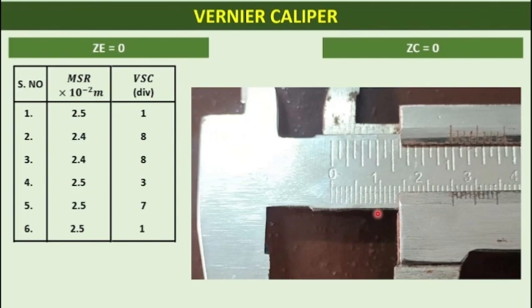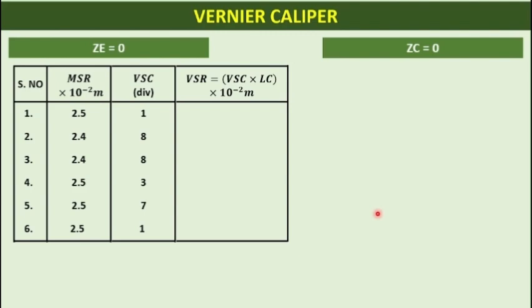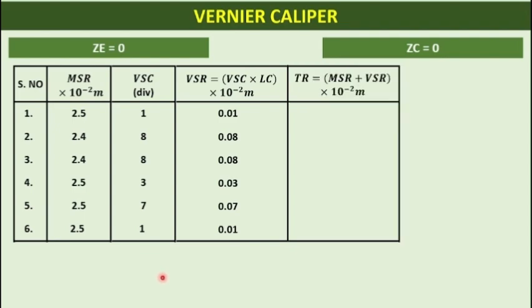Good, we have taken all the data. Now let us go for further calculation, finding VSR. VSR equals Vernier scale coincident into LC. We know that LC is 0.01 centimeter. So 1 becomes 0.01 centimeter, 8 becomes 0.08 centimeter. Once again 8, then 3 becomes 0.03 centimeter, 7 becomes 0.07 centimeter, and 1 becomes 0.01 centimeter. Fine. Let us go for the total reading. Total reading adding VSR with the MSR. So we have to add 2.5 with 0.01. So we get 2.51. Then adding 2.4 with 0.08, we get 2.48. Similarly, 2.48, 2.53, 2.57, 2.51.